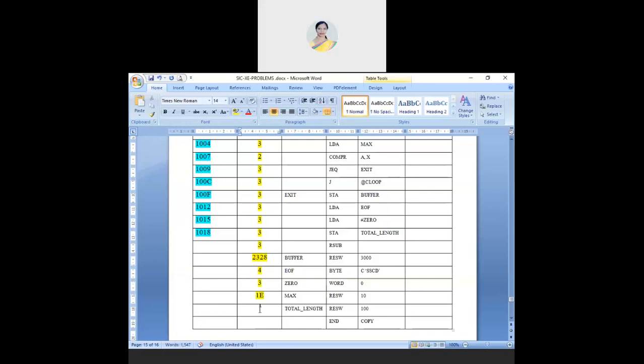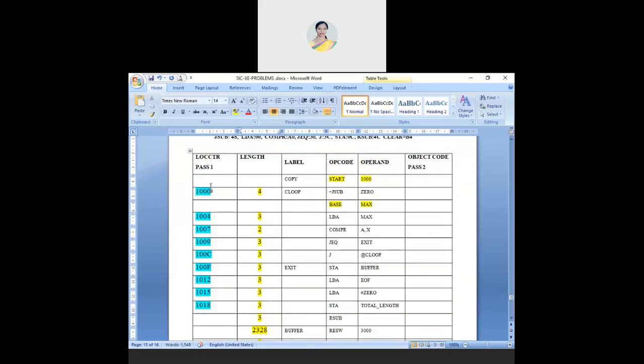Then this is reserve word and that will be 300, 12C, right? 300, 12C. I hope it's clear now, ma'am. It's correct now, whatever I've done. Yes, ma'am. Okay, done.